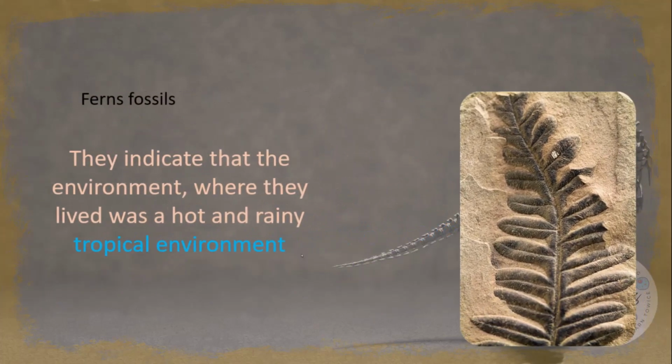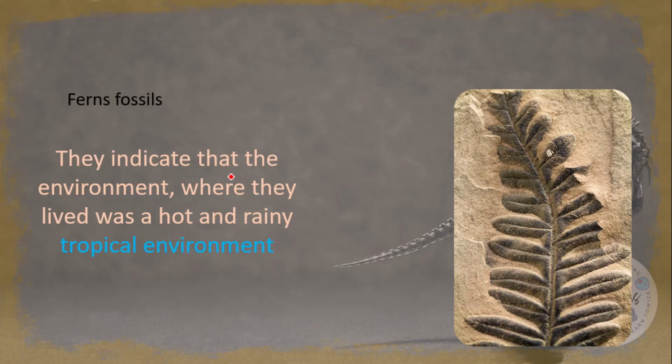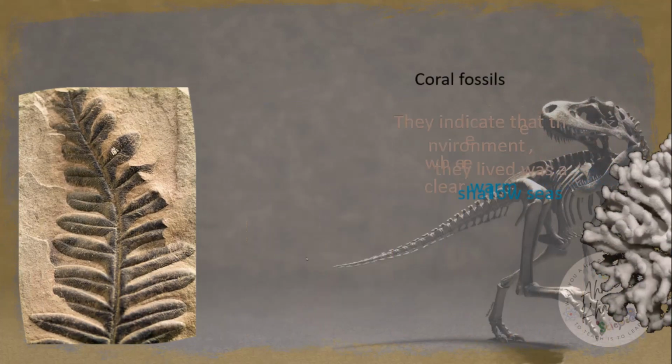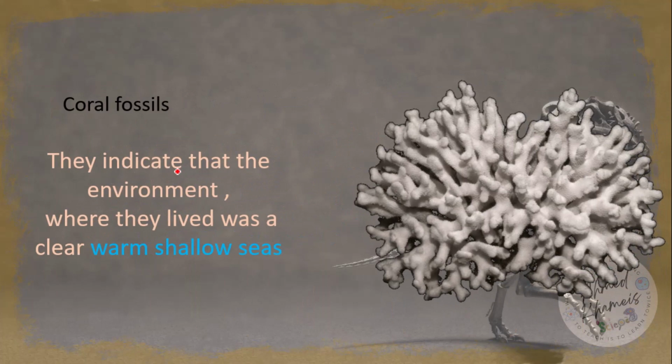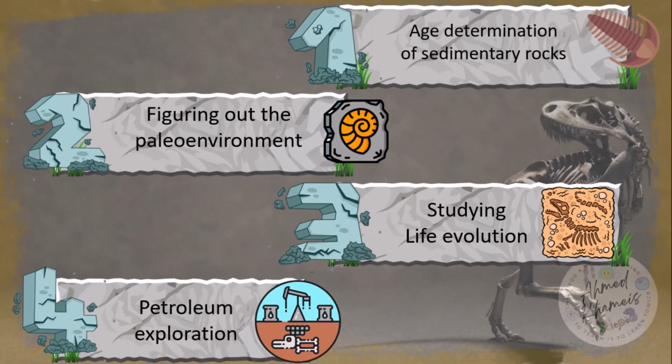The fern fossils indicate that the environment was a tropical environment, because ferns grow in tropical environments. So whenever we find a fern fossil, we know that this place was a tropical environment. And the coral fossils indicate that the environment was a warm, shallow sea. Then they help us in studying life evolution.